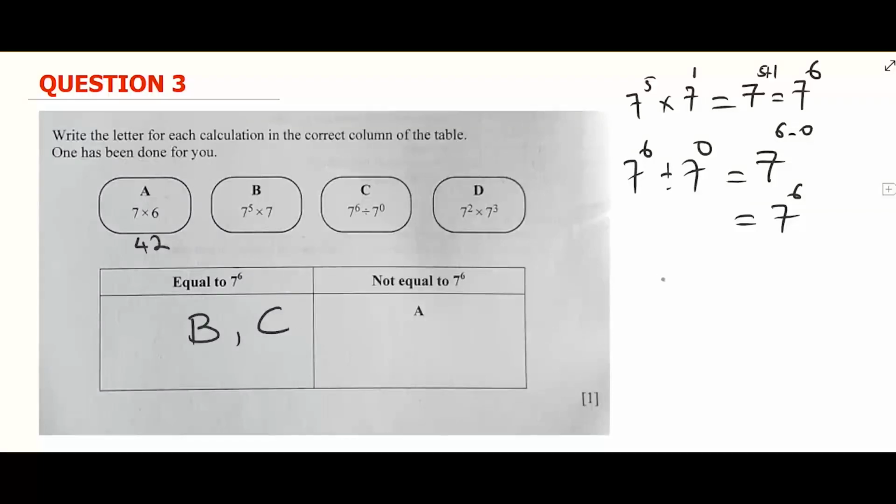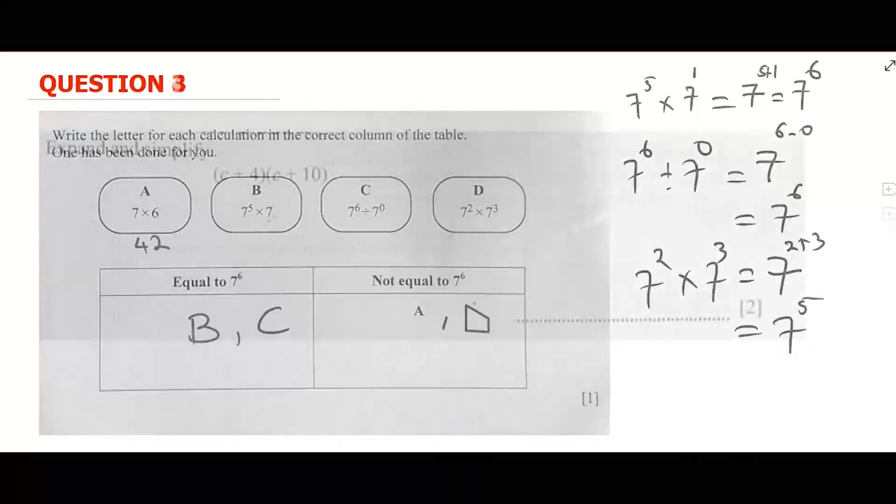And the last one here is 7 to the power of 2 times 7 to the power of 3. This is the multiplication law of indices again. You choose one of the bases, then you add the powers. So this will be 7 to the power of 5, which is not equal to 7 to the power of 6. So that means letter D will be here. Let's jump into the next one.